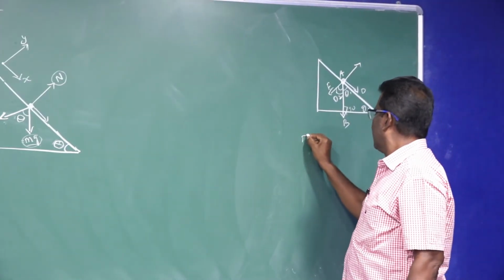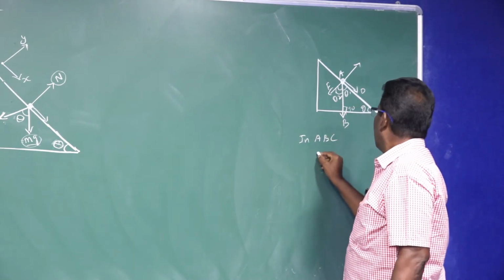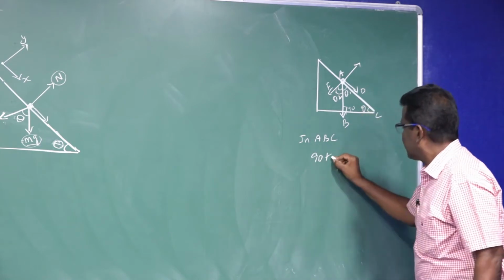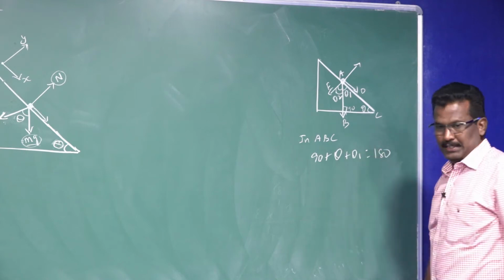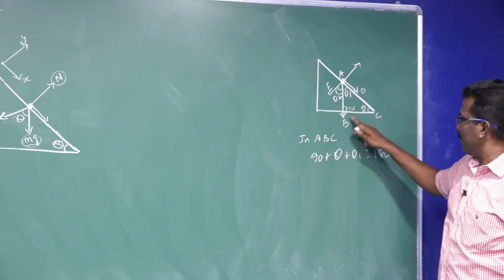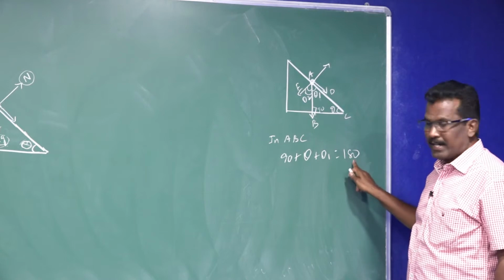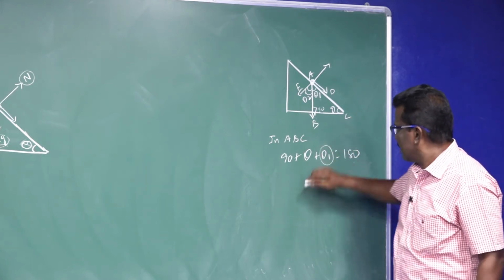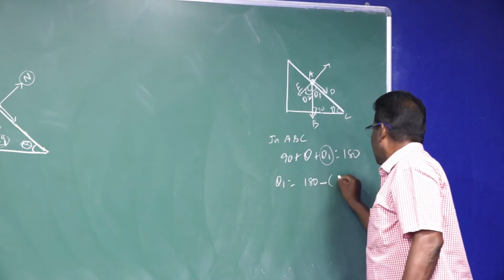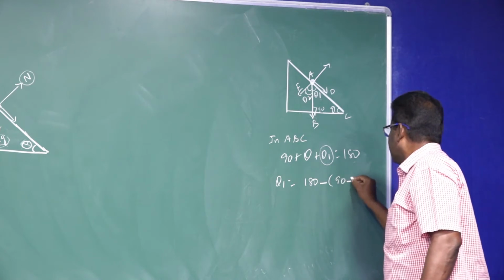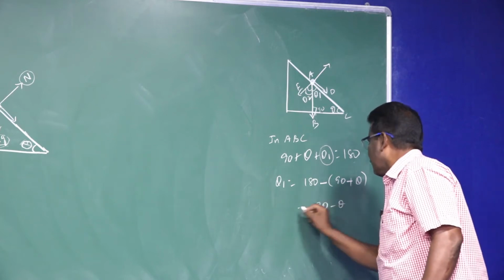So in ABC, 90 plus this theta plus this theta 1 is equal to 180 degrees. We know that. In the right angle triangle ABC, 90 plus theta plus theta 1 is equal to 180 degrees. We have to calculate theta 1. Theta 1 is equal to 180 minus 90 minus theta, so 90 minus theta. So this is theta 1.